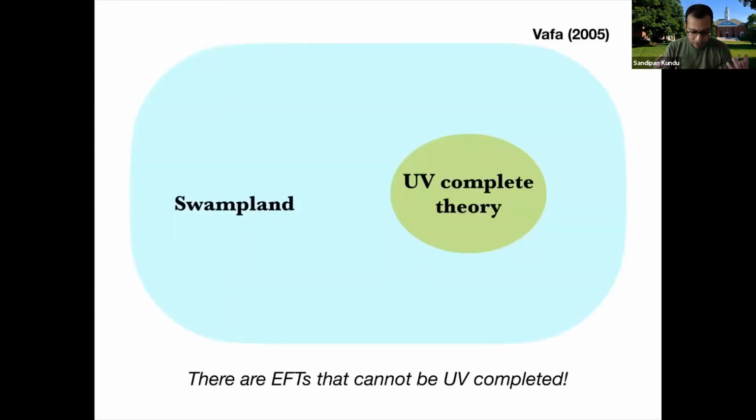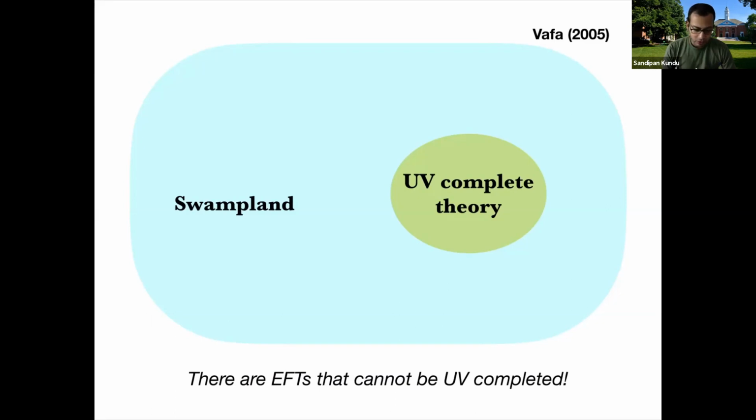But this is not just an accidental bound. This bound is actually part of a more general idea. That's the idea of Swampland due to Vafa. So the statement is only a subset of all effective field theories can actually be UV completed. And there are effective field theories that are in the Swampland, which can never be UV completed. So this is the general idea.